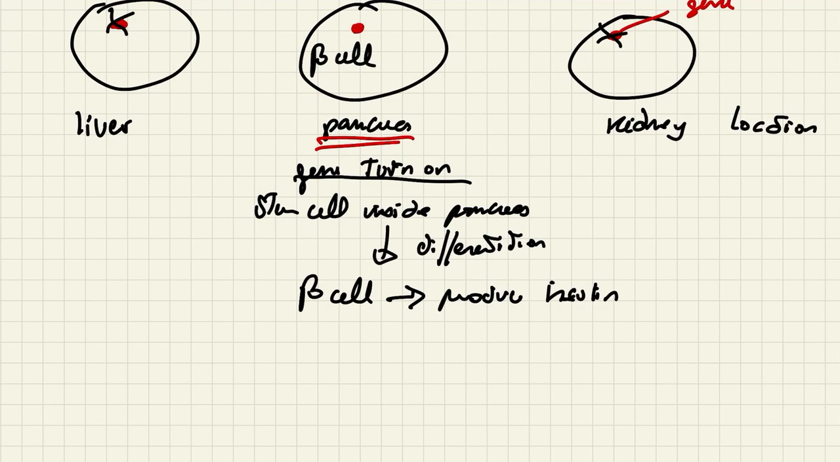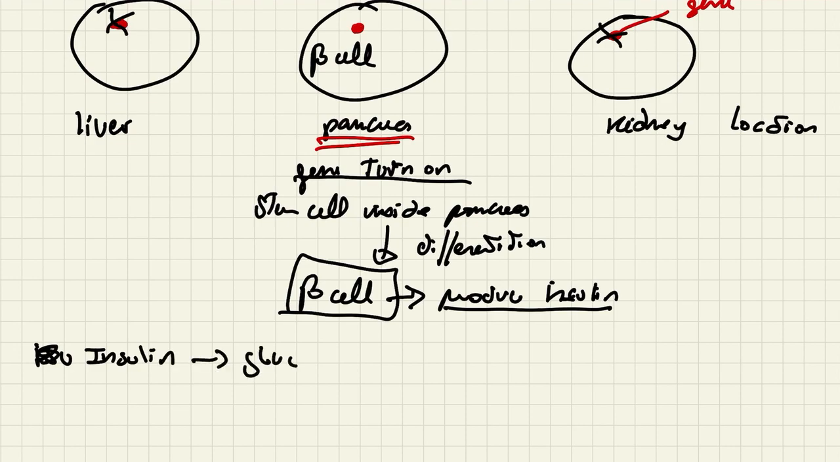Then, now we know that the B cell has to produce the insulin. Now, let's just say you have insulin here. What does the insulin do? The insulin's job is to put glucose inside the cell. Why? Because you want the cell to use glucose to what? To get energy. That's cell respiration, when you're breaking down glucose to get energy.